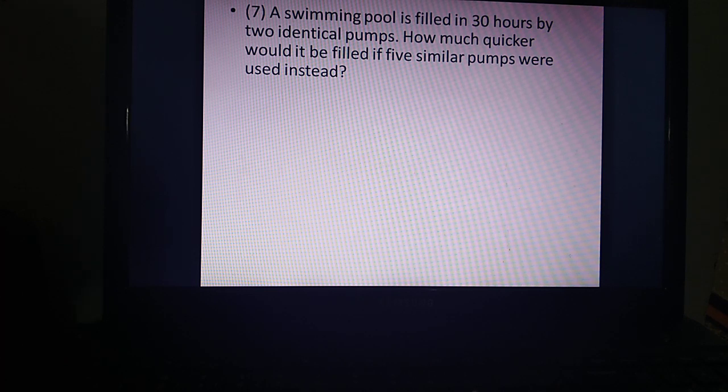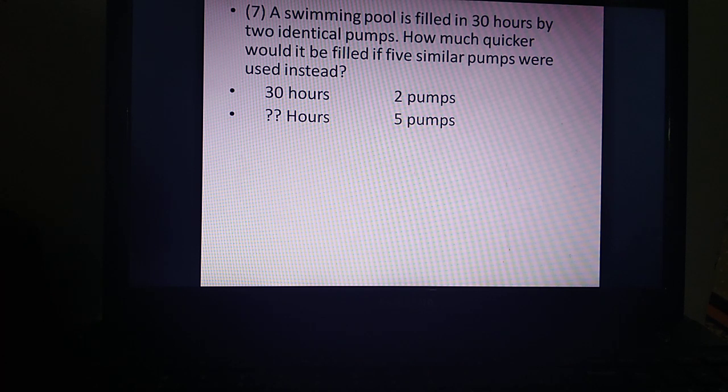إذن بدل ما استعمل مضختين أنا هلا بدي استعمل 5. Will this be faster? Of course, using 5 pumps will need much less time. هلا أنا بدي أشوف how much quicker. Pause the video and see where that goes. Okay, I'm sure you did it right.